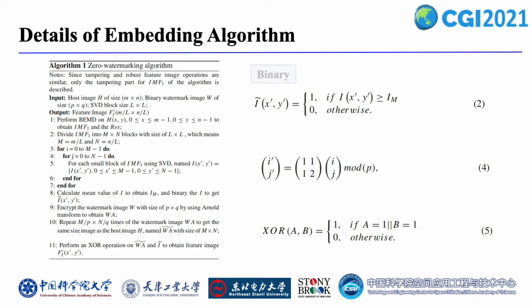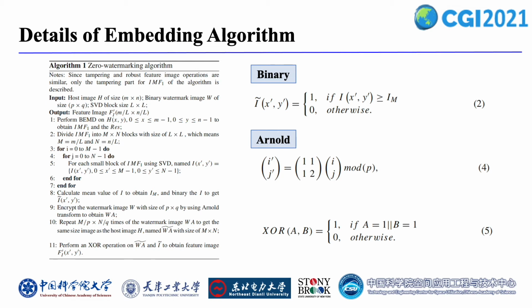The zero-watermarking embedding algorithm first performs the BEMD on the host image, and the first IMF obtained is decomposed by SVD. Then, the coefficient matrix is binarized using equation 2. On the other hand, the watermark image is encrypted by Arnold transform and repeated to the same size as the host image.